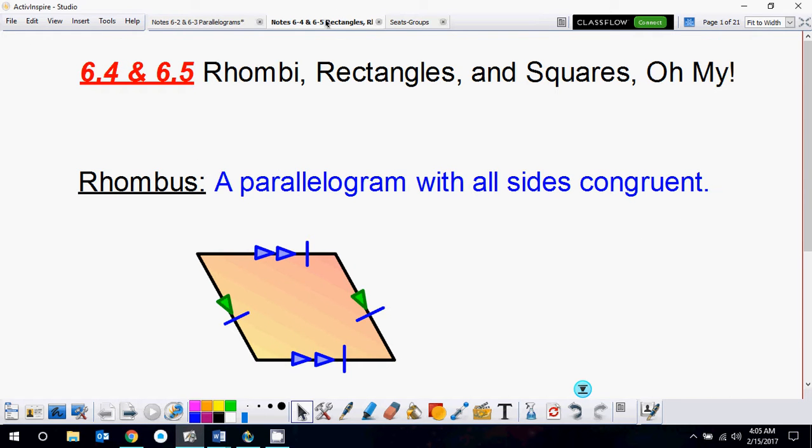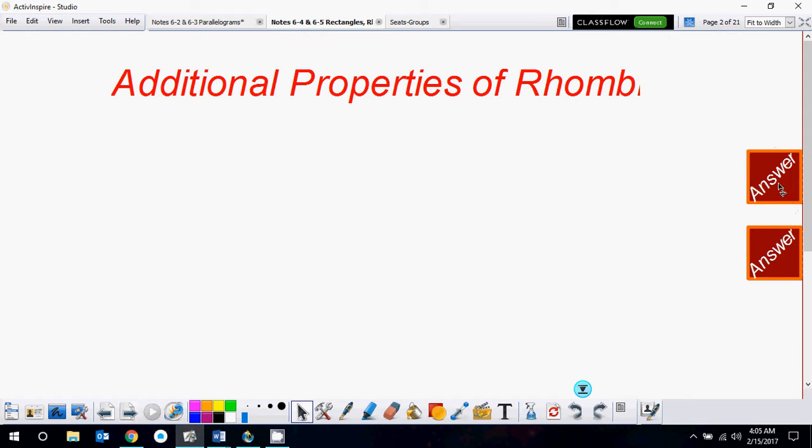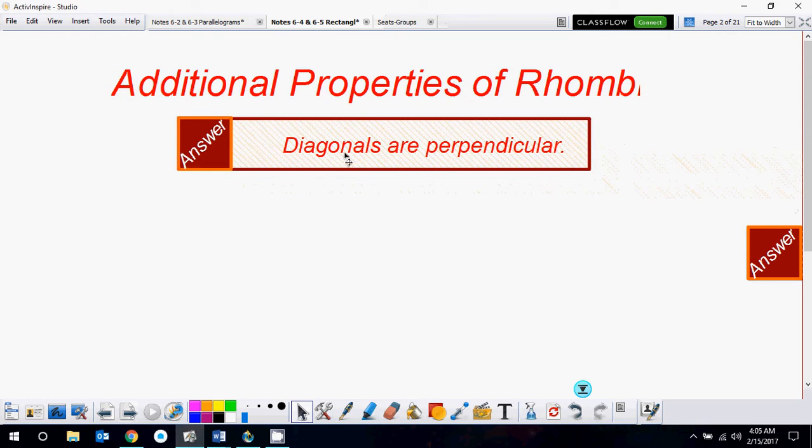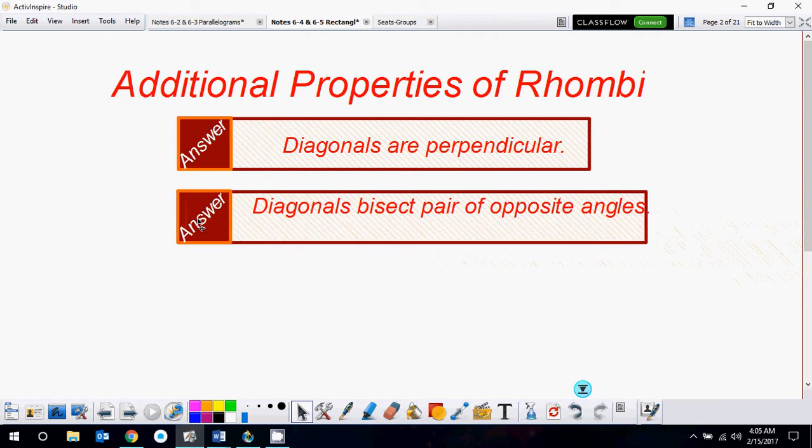Alright, for the next one, you had to do a rhombus, so it's a parallelogram with all sides congruent. So you should have noticed 2 additional properties, because a rhombus is a parallelogram, so it still has those original 4 from parallelogram, plus its diagonals are perpendicular, and the diagonals bisect the opposite angles.